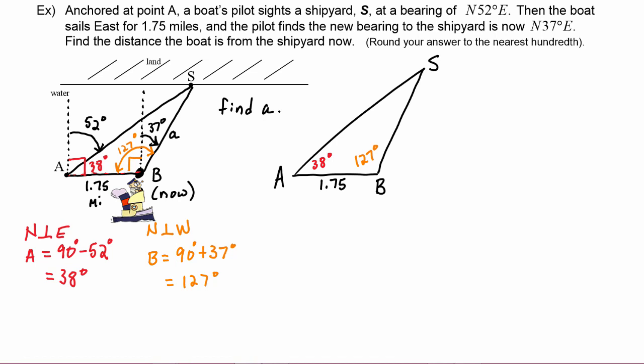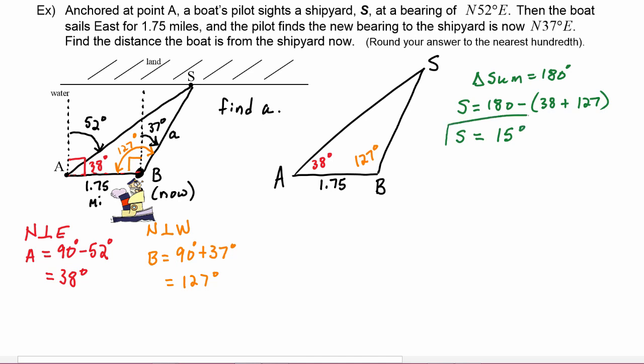Now that really helps us because now we can find angle S using the triangle sum theorem. Because we know S is going to equal 180 minus the sum of the other two. So 38 plus 127. We grab our calculators and enter that in. And we find out that S is equal to 15 degrees. We can put that in our picture here.